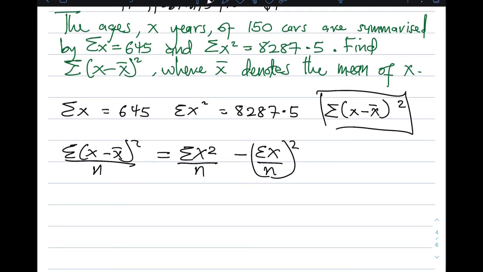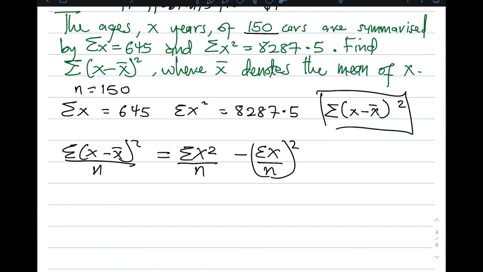Now, the reason why you need to expand to simplify to get the second bit of this formula is that the question gave you sigma x, which is here, and it gave you x squared, which is here. Let's see. Okay, we were given 150 cars, right? So that is n. So let me write that down. N is 150.